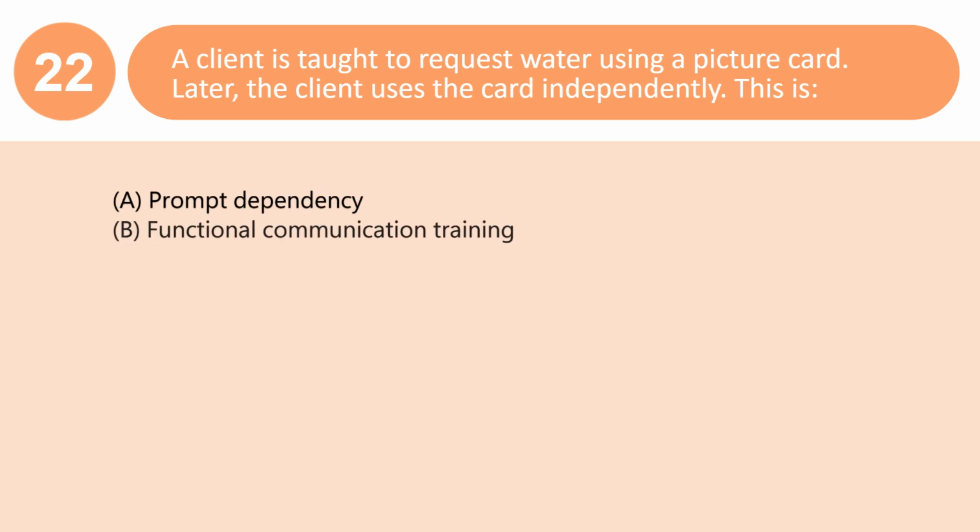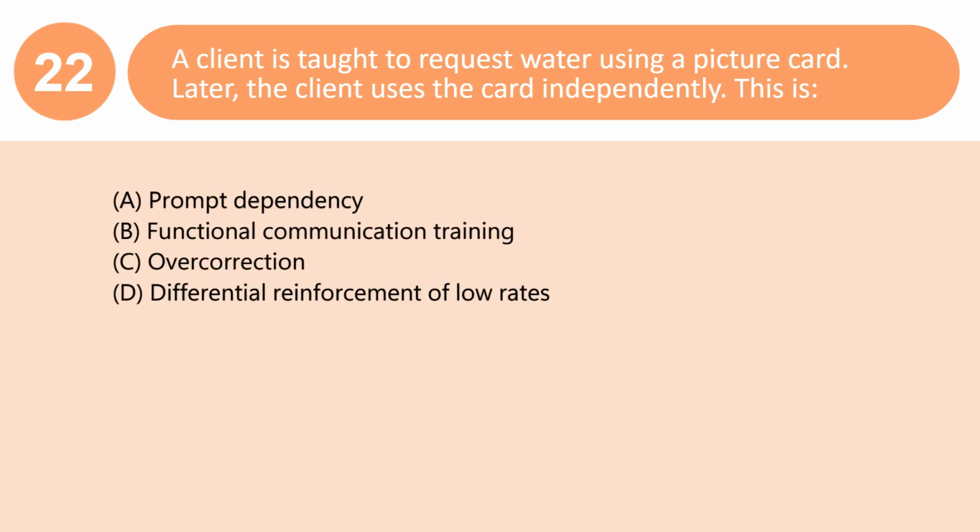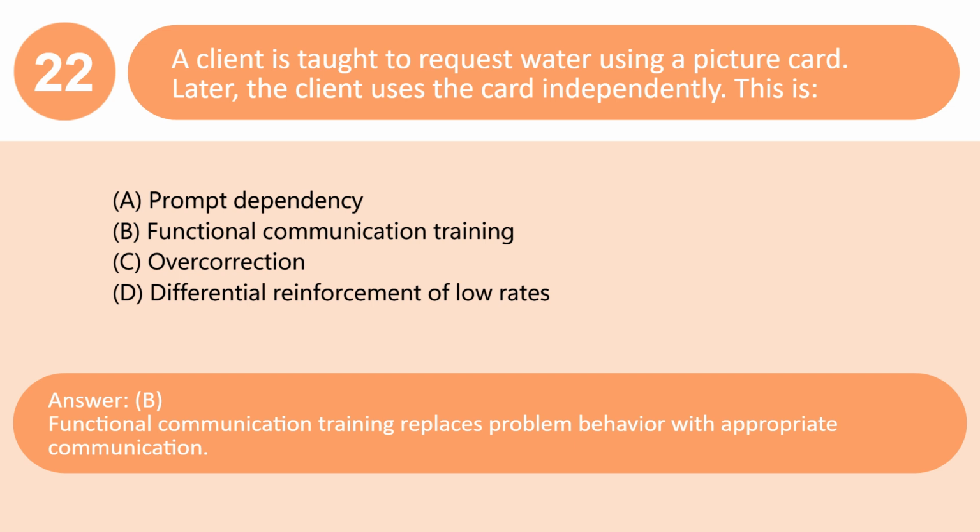A client is taught to request water using a picture card. Later, the client uses the card independently. This is A. Prompt dependency. B. Functional communication training. C. Overcorrection. D. Differential reinforcement of low rates. Answer B. Functional communication training replaces problem behavior with appropriate communication.